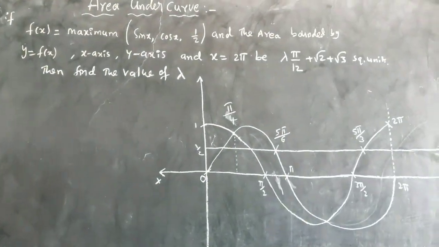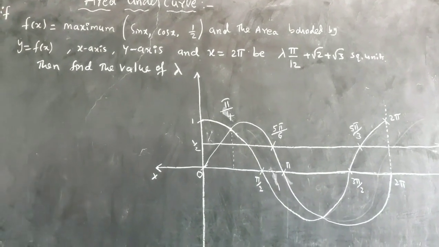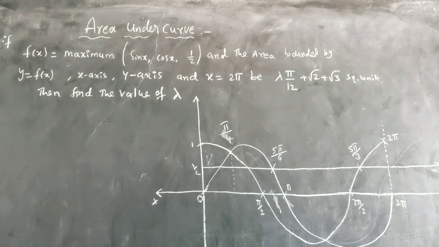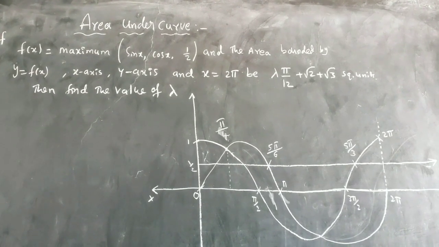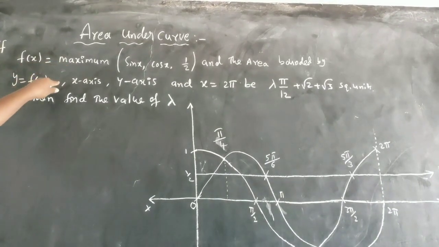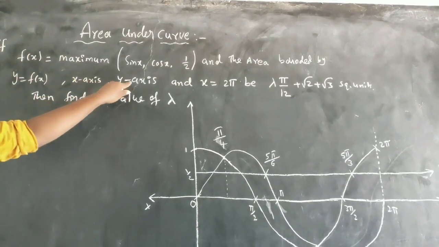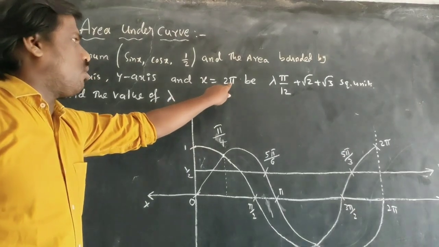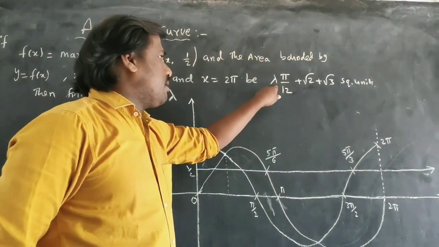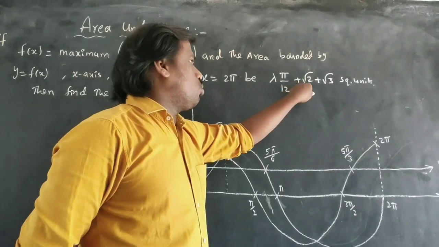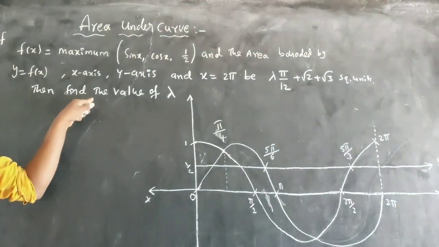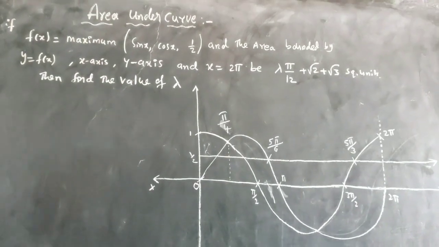What is the question? f(x) is equal to the maximum of sin x, cos x, and 1/2. The area bounded by y equal to this f(x) maximum with the x-axis, y-axis, and x equal to 2π. The answer is given as λ times (π/12 + 2√2 + √3) square units. What is the value of λ? This is the question here.